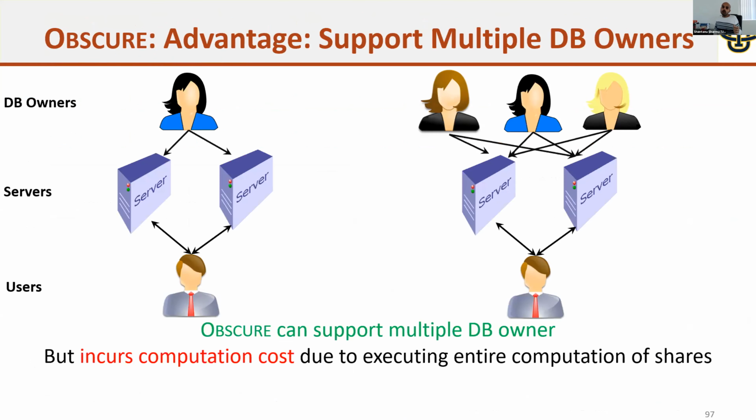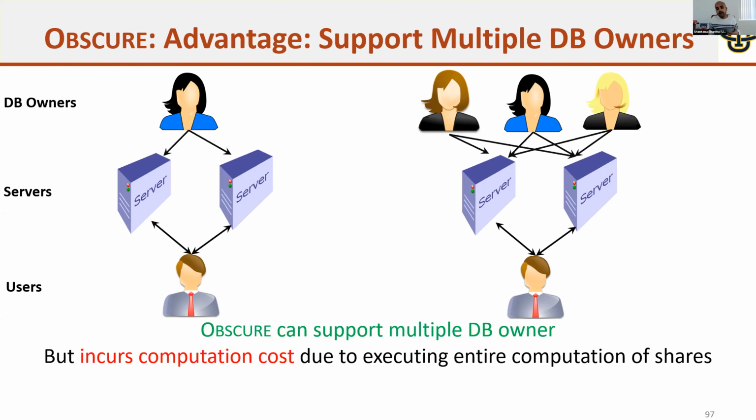So now you saw that Obscure can support multiple database owners, but here the thing is that all the database owners need to outsource the data to the same server, and then you need to read the entire data. So if there are 1 million rows by 5 users, you need to read the 5 million rows and then you can give the answer.